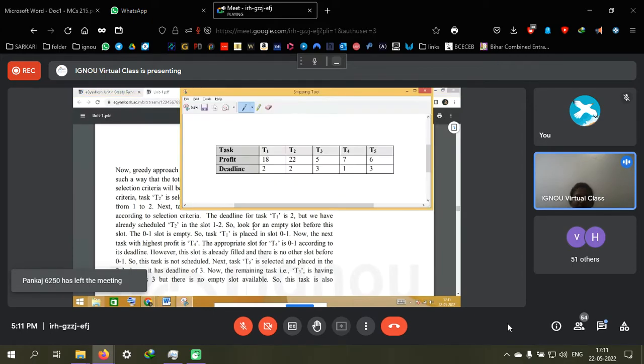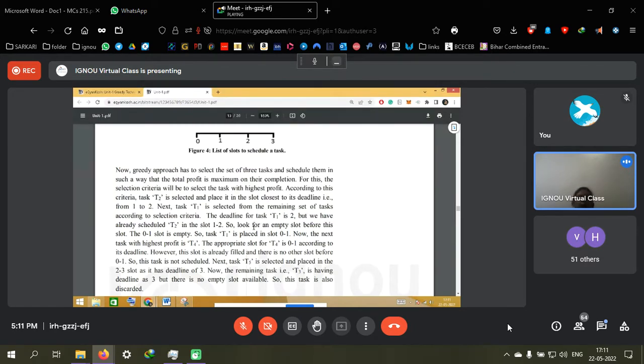Now the next with the highest profit is T4. Right? The appropriate slot for T4 is 0 to 1. According to the deadline it is appropriate, but it's already filled. There is no other slot before 0 and 1, so this task is not scheduled.